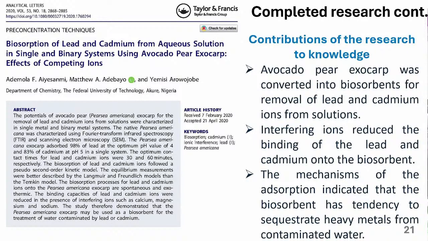So all these techniques reported here are not limited to laboratory experimentation. They can be applied industrially to treat industrial effluent.